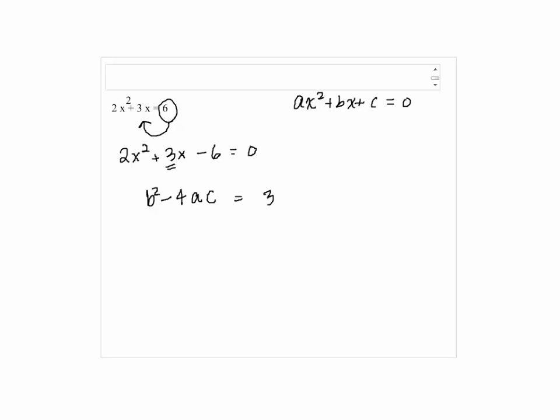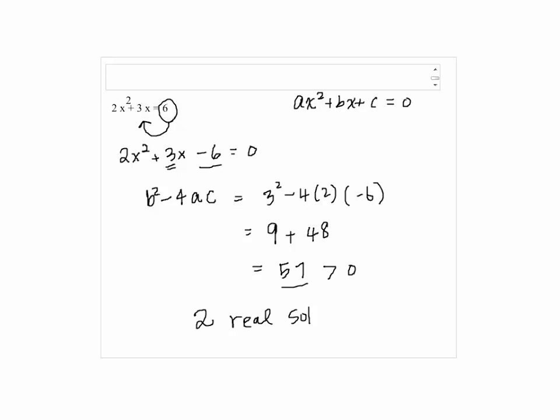So this will be 3 squared minus 4 times 2 times c, which is negative 6. So that is 9 plus 48. So that will be 57. Notice that 57 is greater than 0. So we have two real solutions.